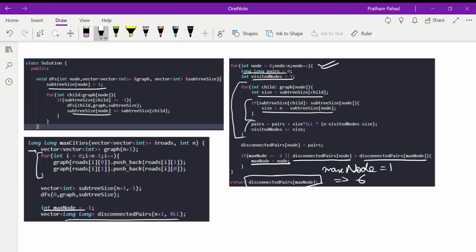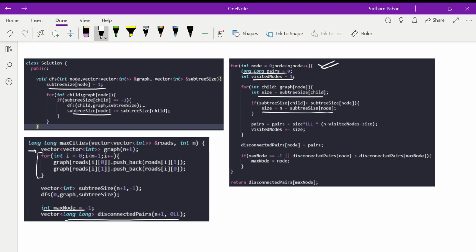Now count the pairs. This is the formula: pairs equals pairs plus size into n minus visited nodes minus size, and visited nodes plus equals size. That means how many nodes have been visited from that particular node. At last, update your max node, and last return disconnected pairs of max node, which will give you the maximum answer. Okay, I hope the code is also clear. So let's move to the next problem.